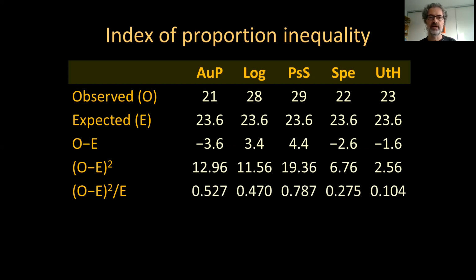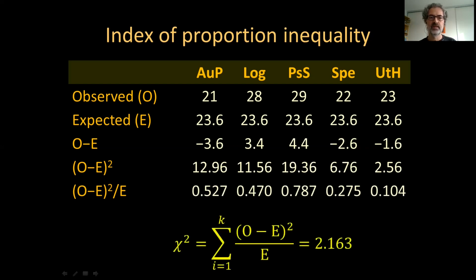And then we just add all these up. And our chi-square, which is the result of this formula, which is what we've just done, add them up, and we get 2.163.